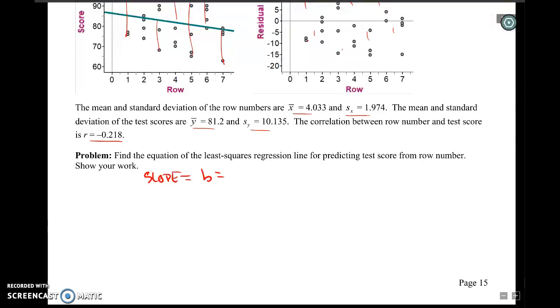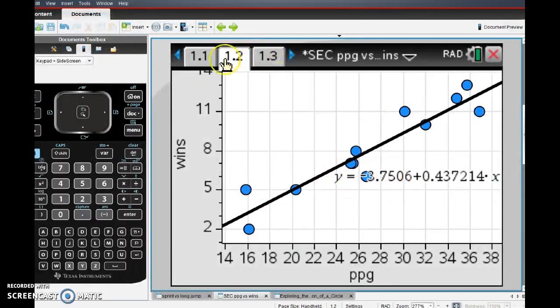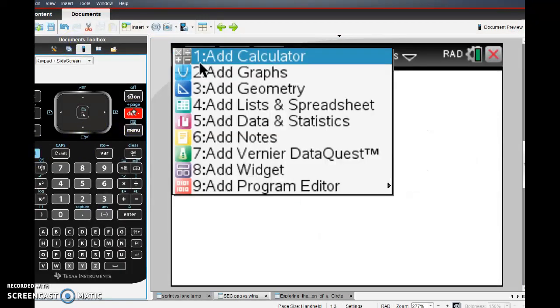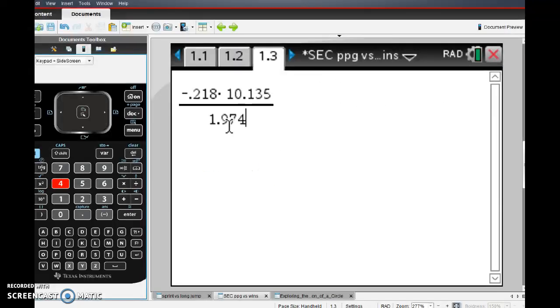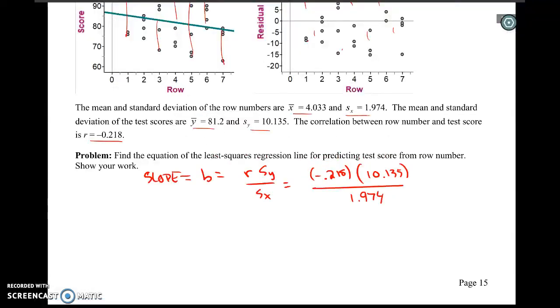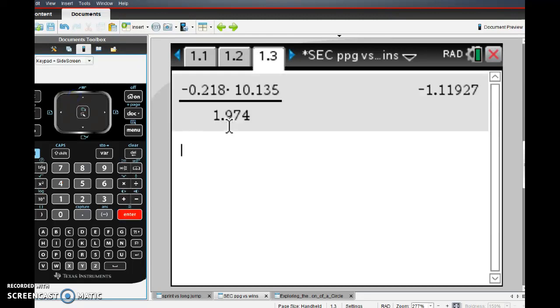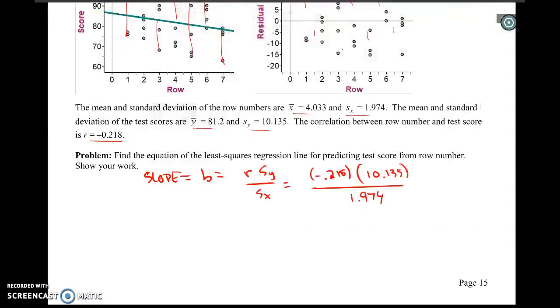Slope is b equals r s sub y over s sub x. r is negative 0.218. We've got to show our work, or we lose points. 10.135 over 1 point whatever. Oh, there's no way I'm going to remember that. All right, I paused the video because I had to go back and forth like a million times. My short-term memory is not real good. So I put those values into the calculator, hit enter: negative 1.12.